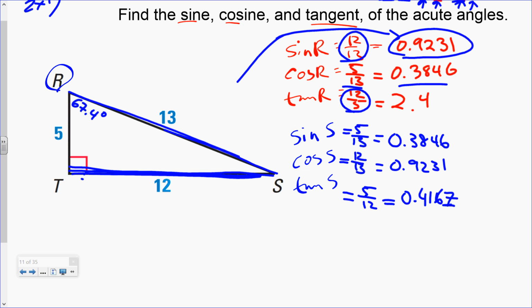Now, on your calculator, hit the sine button. Instead of R, I'm going to type in the degrees of R. Hit 67.4. Tell me what you get on your calculator. Type sine, hit 67.4, then hit equal. What do you guys get?